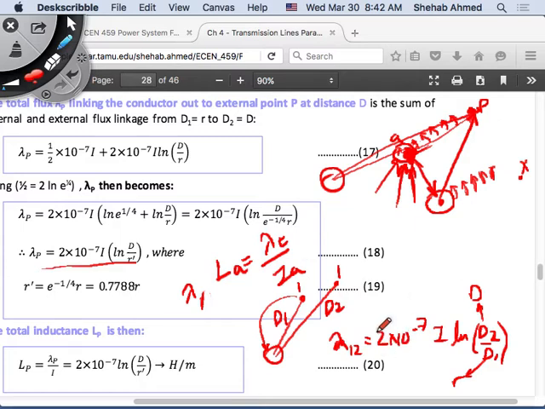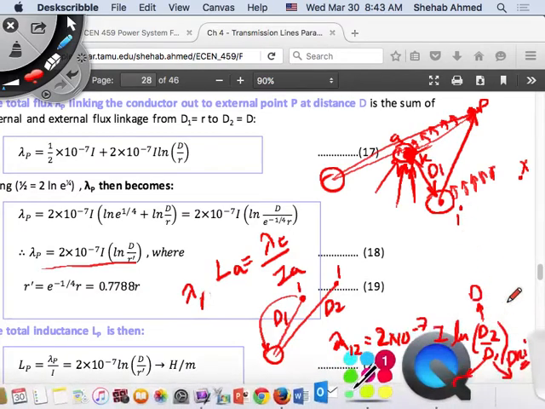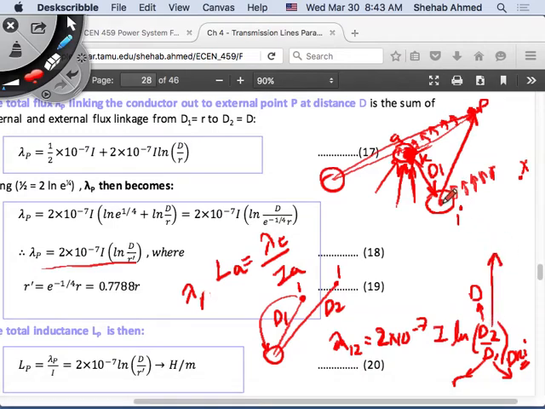So instead of making d1 equal to r and d2 equal to d, I will make d1 equal to the distance between, let's say, conductor K and conductor I. I'll make d1 equal to dki, and d2 equal to dip. Then I can use the same equation, but figure out the smart way to substitute with d1 and d2, and then I add it.